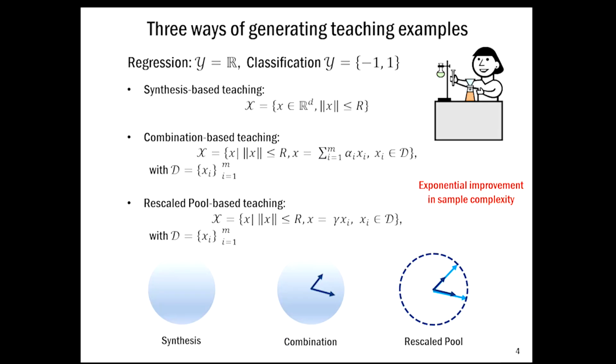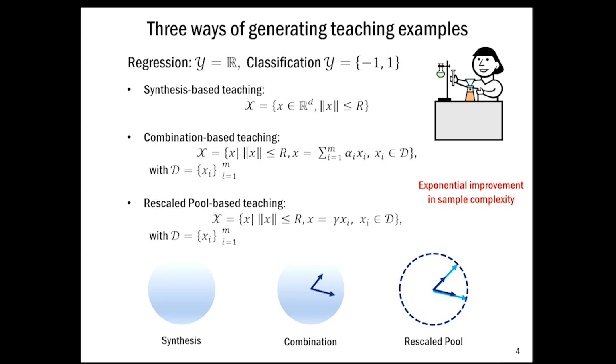There are several different ways you can provide examples to the student, and they are categorized into three categories. The first way to provide examples to students is called synthesis-based teaching. In this case, the teacher has the freedom to cook up any examples in some space, where the boundary radius are, okay?